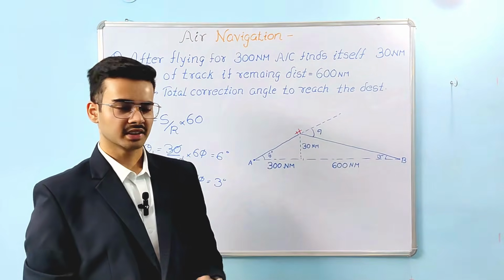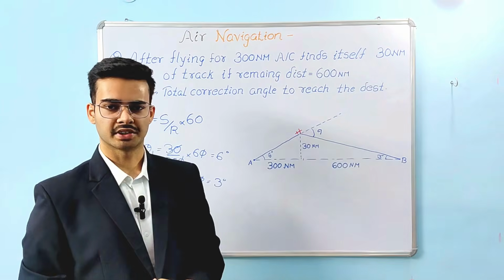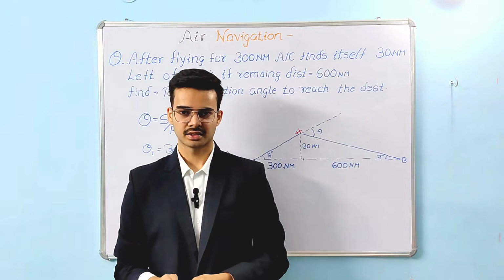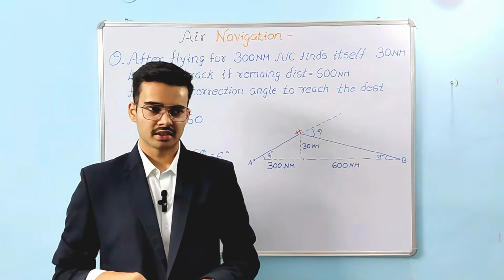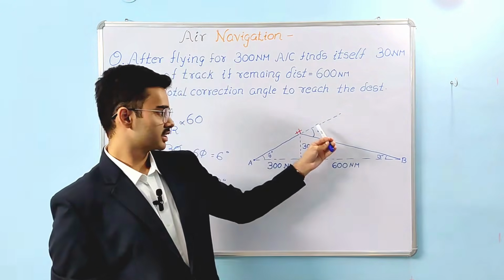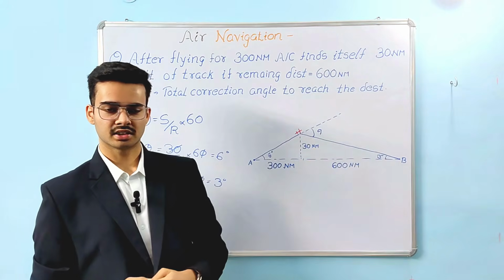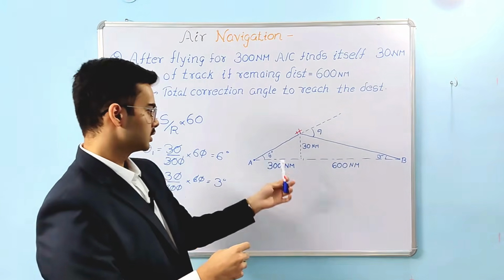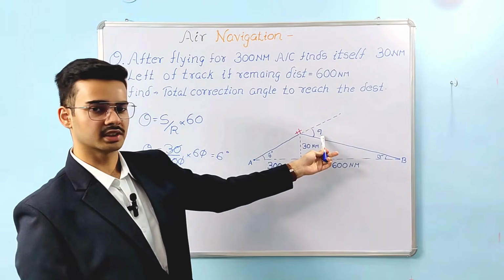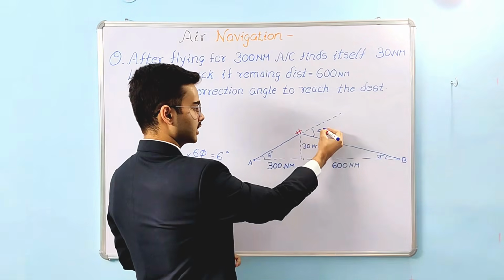Why did I just add them up and put it there as the correction angle? How am I so sure that that is it? Because if you remember junior classes in mathematics, it says the exterior angle of a triangle is equal to the sum of the two opposite interior angles. This is the exterior angle, 9 degrees.